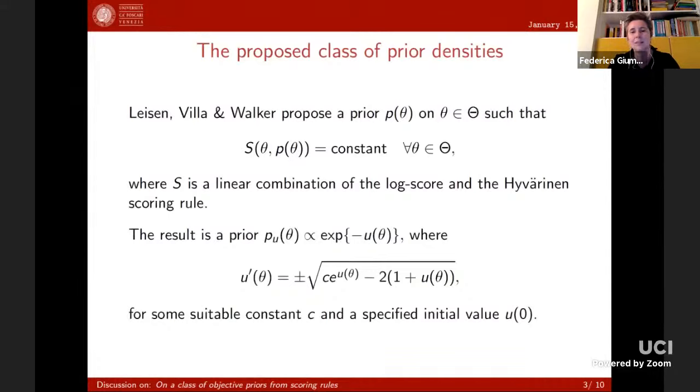Then I'd like to say something about the properties of the resulting prior densities. As Fabrizio already said, the prior density, which is the solution of this particular equation, is proportional to the exponential of minus some function u. That's why I sometimes will call this prior a u prior. This function u is obtained by solving this differential equation. And the equation depends on the parameter c and also on an initial value. That could be, for instance, the value of the function u at 0.